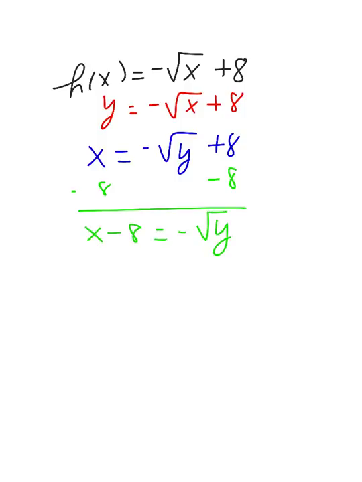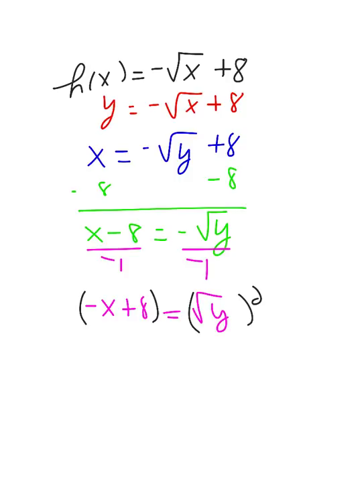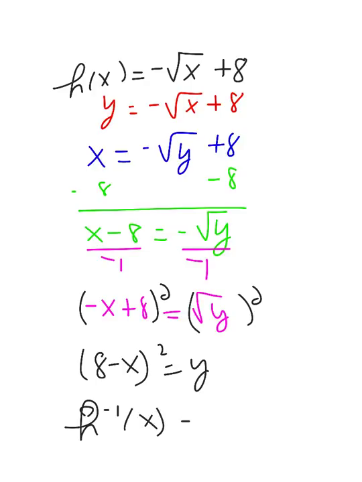Now before you could square both sides to get rid of the radical, you have to get rid of the negative 1. Because you have to isolate that radical. So it's negative x plus 8 equals the square root of y. Now square both sides to get rid of the radical. So that is 8 minus x squared is equal to y. So that is the inverse of h of x is equal to 8 minus x squared. Okay, so let's take a look at 3.